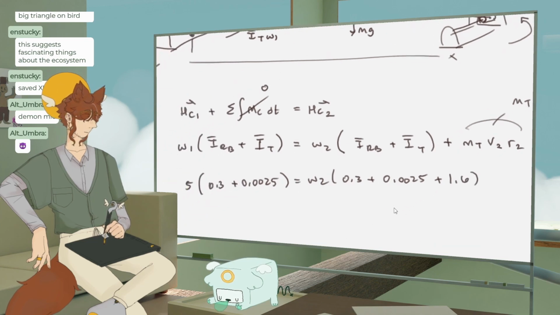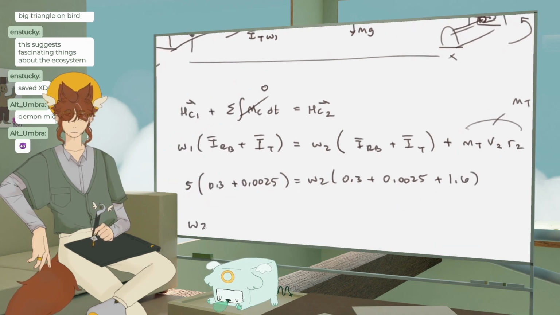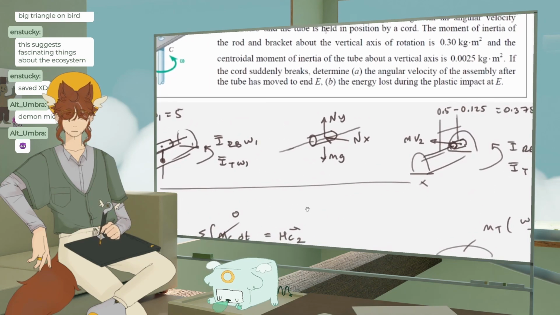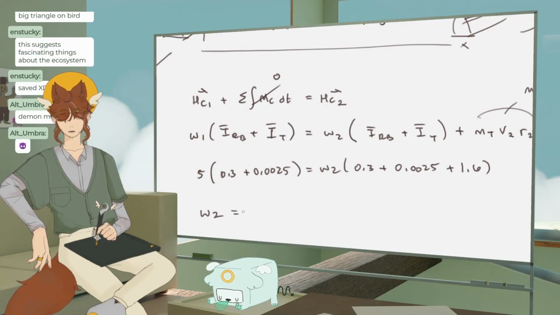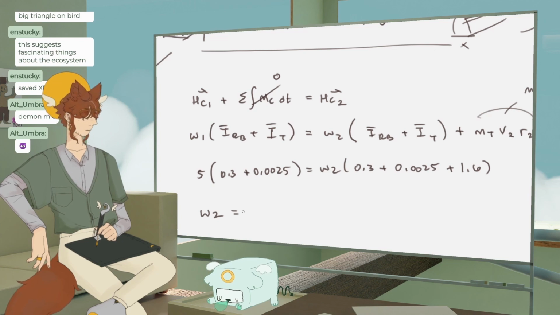There we go. What did I need to find? The angular velocity of the assembly after the tube is moved to NB. Cool, we got it. But we will need to find the energy lost in the impact, which is kind of an interest. Oh no, it's actually not that bad. We'll just have to do kinetic energy before, kinetic energy after.